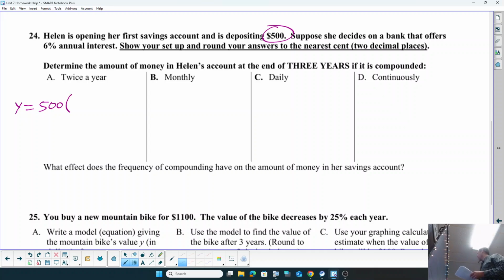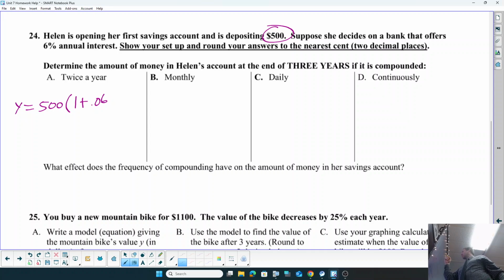times, is it positive? Are we increasing or decreasing? So annual interest in the savings account is increasing. So it's going to be your initial 500 plus 6% of 500, which is 0.06. And then it says to compound that twice a year.